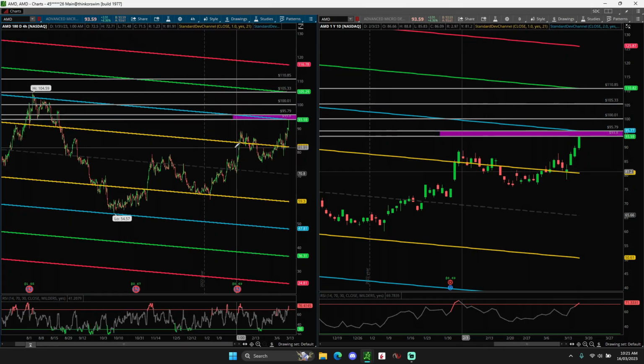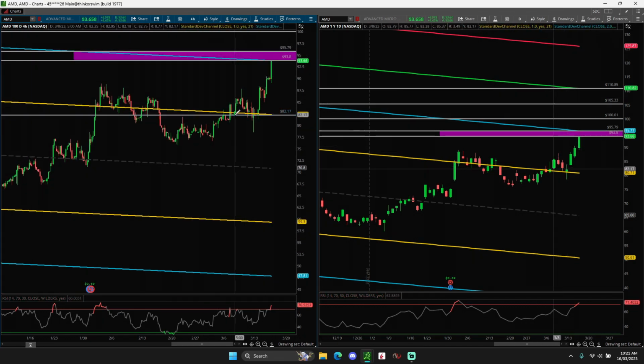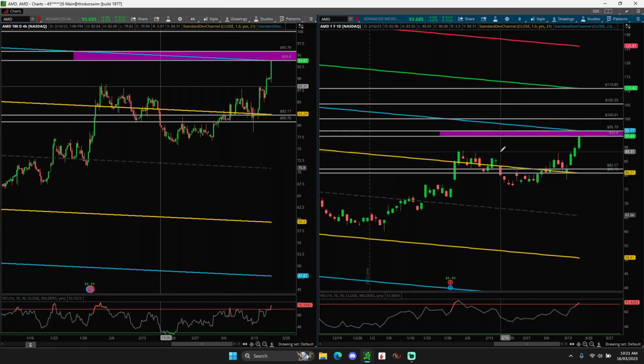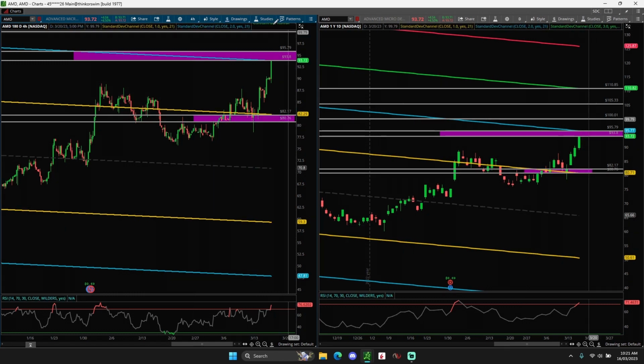So those are the key resistances. If we start to pull back, or this does end up being that overall reversal level, what are the key supports? We have one at $82.30. If we break lower, I'm looking at $80.75. So this is going to be that first key zone of support.